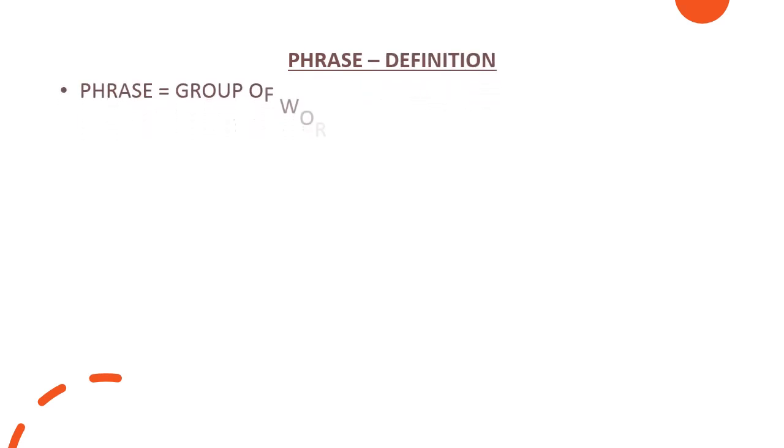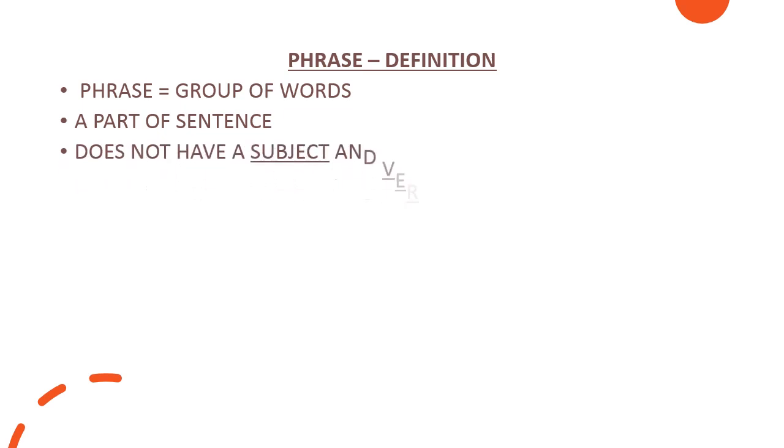The next slide, phrases definition. Phrases are a group of words. Next, a part of sentence. They are a part of sentence, but they are not a complete sentence on their own. Remember that. Next, third one, does not have a subject and verb. What is predicate? It is the doing word, right? Verb is also doing. The action word is known as verb. So a phrase is a group of words, but it's a part of sentence. It is not a sentence on its own. Remember that. And it doesn't have a subject as well as a verb.